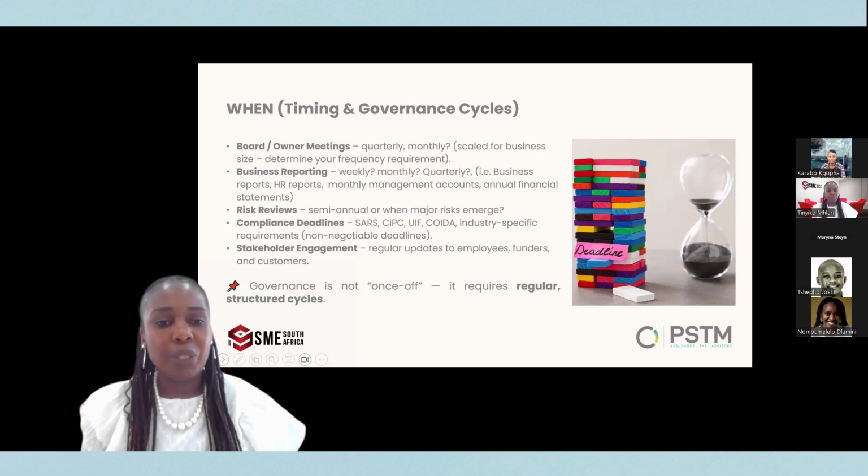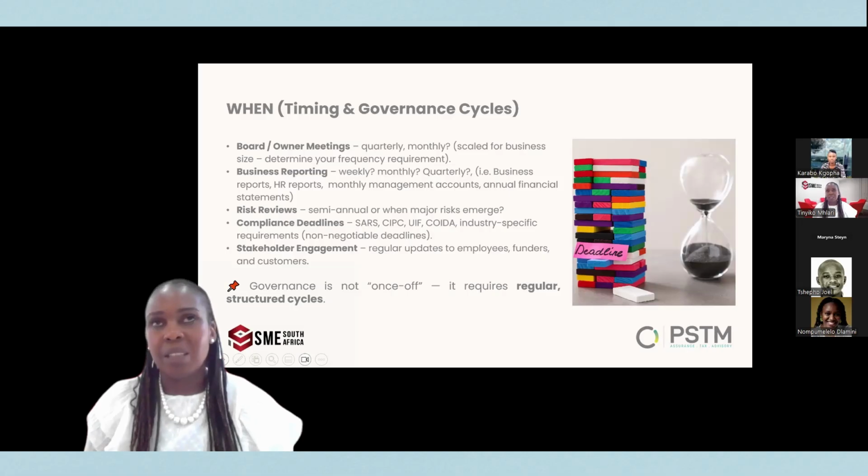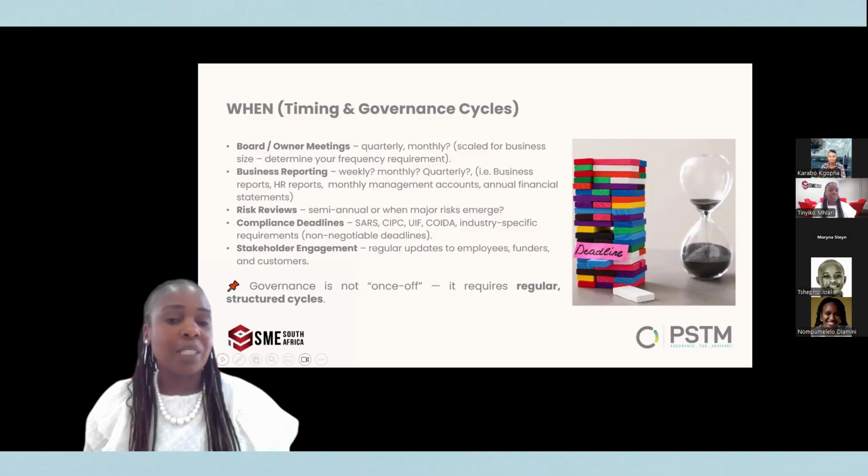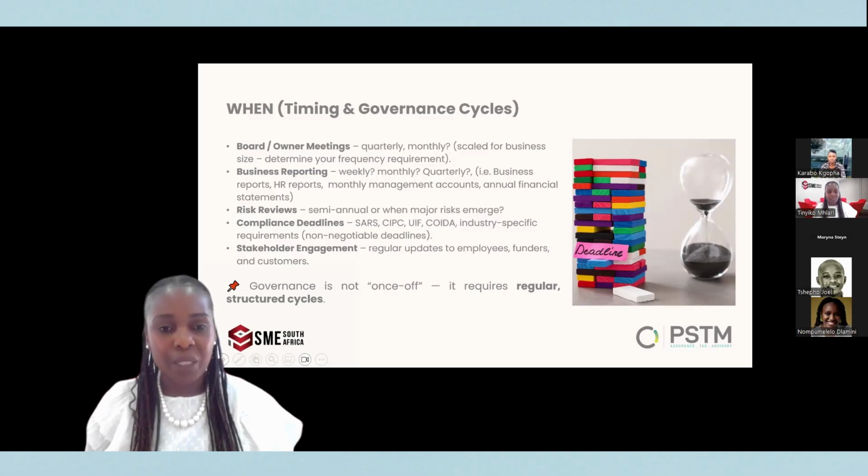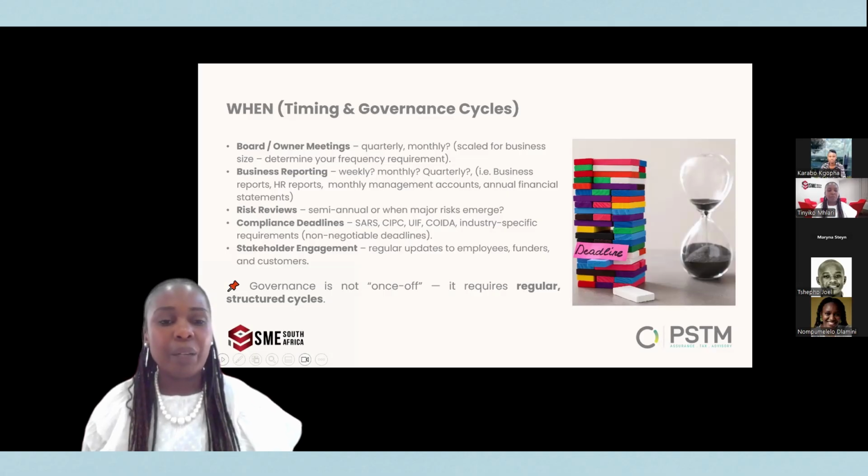In terms of the risk reviews, your risks, you can decide how often you need to review the risks, but at least annually, minimum, semi-annually. But for us smaller businesses, these are things that we look at on a regular basis, right? So perhaps make it part of your staff meetings. If you're meeting monthly, look at what risks have emerged. What do we need to manage as a business? I've touched on compliance deadlines. I won't go back into that.